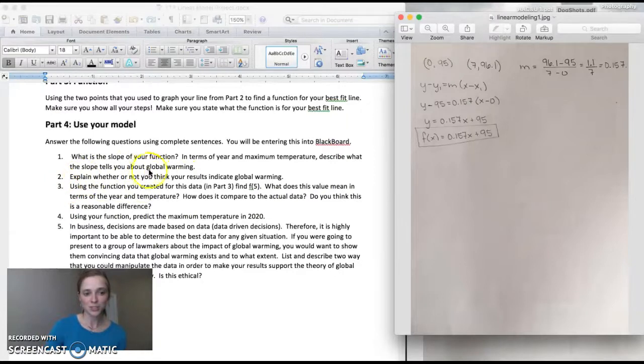Question 2: explain whether or not you think your results indicate global warming. So we kind of talked about that. Number 3: using the function you created for this data, find f of 5. So I have f of x here. F of 5 is when you just plug 5 into your function, so you guys can do that.